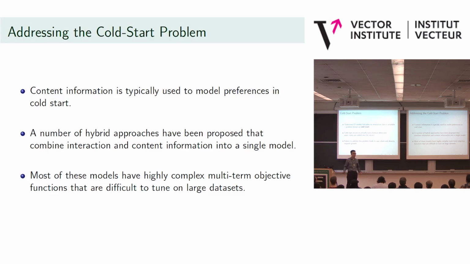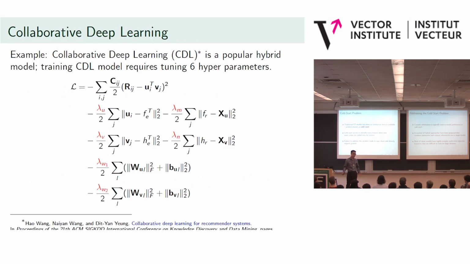Content information is typically employed in order to address the cold start problem. A number of hybrid approaches have been proposed, which combine the interaction information with the content information into a single model. However, these models often employ complex multi-term objective functions which are hard to tune, especially for large data sets.